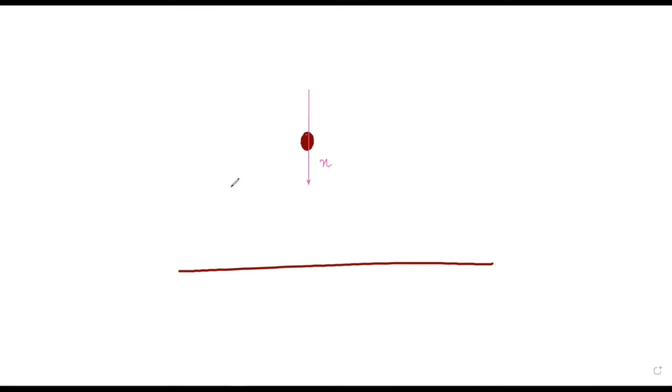Choose x equal to 0, t equal to 0 to be the location and time of the ball at its highest position. So at the highest position, this would be x equal to 0 and this would be time equal to 0. Now what he is saying is, give the sign of the position, velocity and acceleration of the ball during its upward and downward motion.